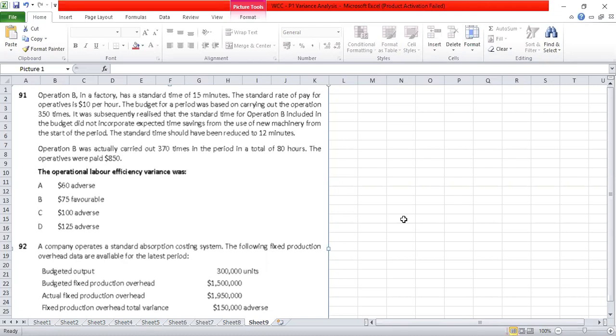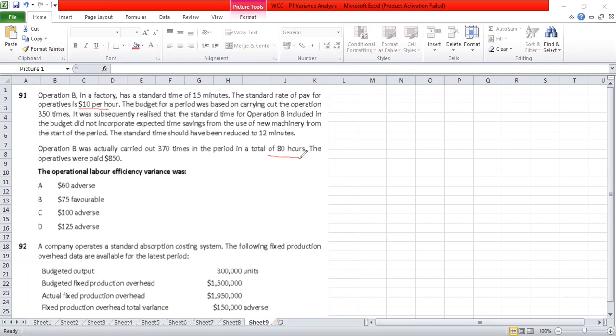Labor efficiency variance. The labor efficiency variance talks about the number of actual hours used and the standard hours decided, the difference between the hours applied at the standard rate of labor. Standard rate of labor is given to us as $10 per hour. We have the actual quantity, the total number of actual hours, which is 80. But there is something about the standard. The standard time for one operation is 15 minutes.